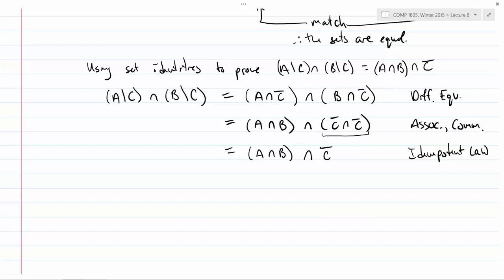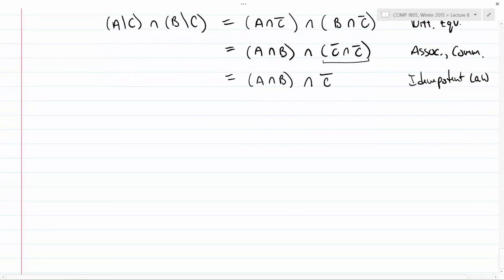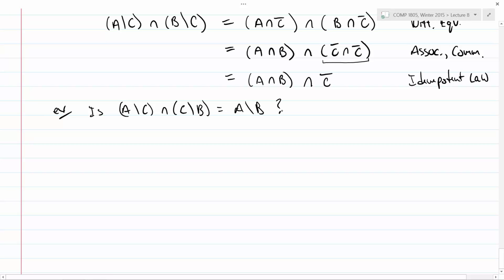work. So before we go, I just want to show you that sometimes two sets are not going to be equal. That's not too surprising. And I just want to show you what happens. So let's say we want to know, is A minus C intersect C minus B equal to A minus B? I want to know, is that true?